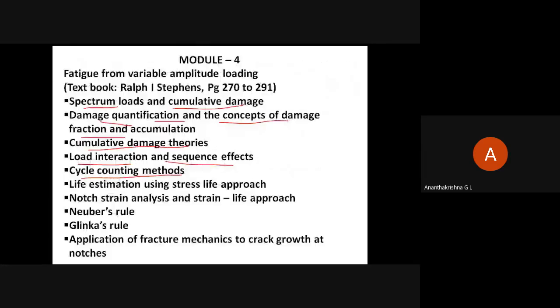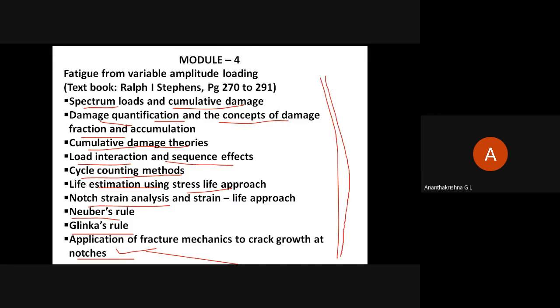And life estimation using the stress-life approach, then notch strain analysis, Neuber's and Glinka's rule, application of fracture mechanics to crack growth at notches. This we have studied a bit earlier also. Again, it has come here. So these are the things that we need to learn in module 4.